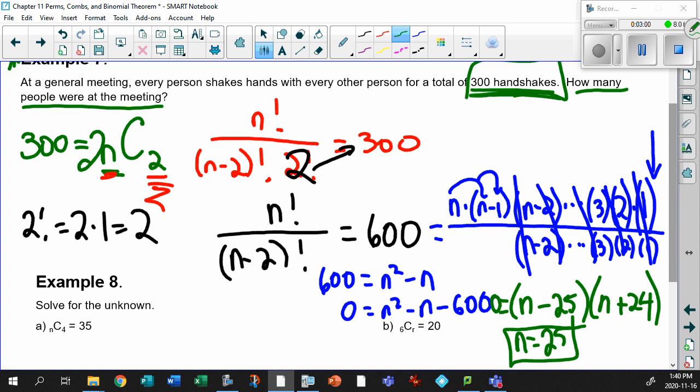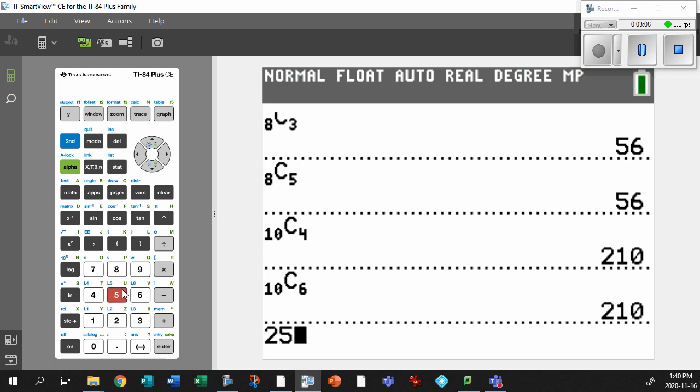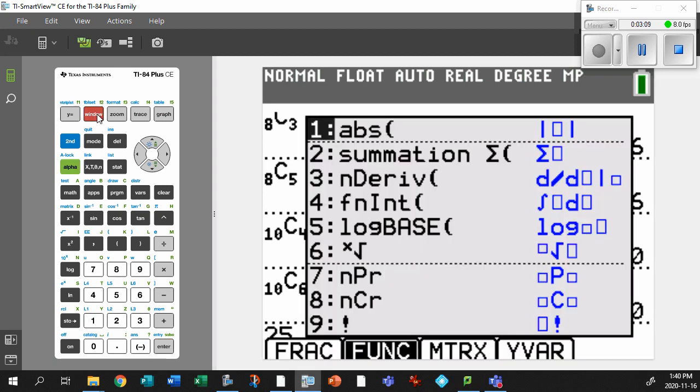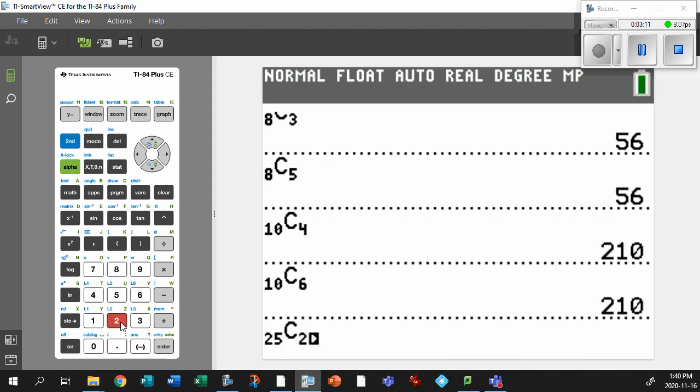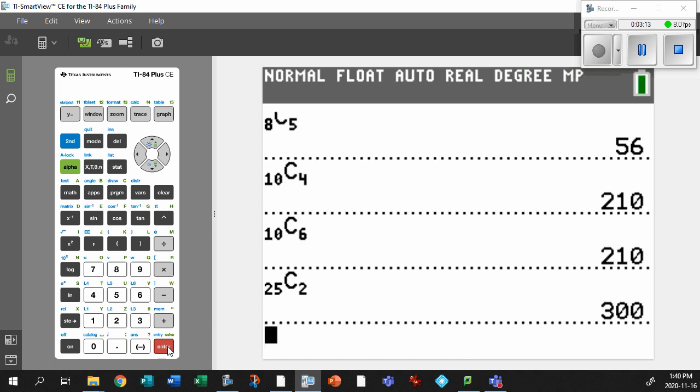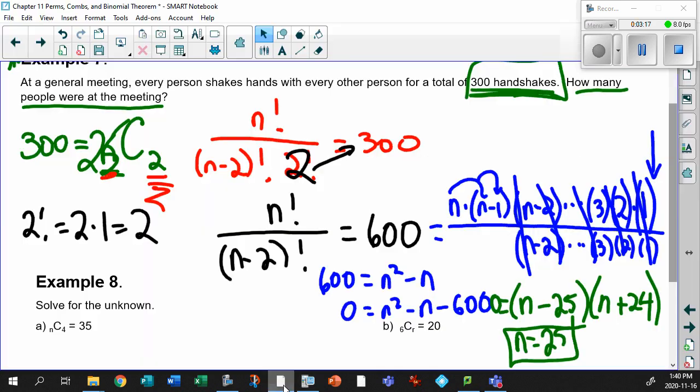There you go. So this is a 25 choose 2. And if you don't believe me, go right back to here and go 25 choose 2. Let's see if we get 300. And we do. There's verification right there that you did the right thing. Okay? All right. So more questions coming.